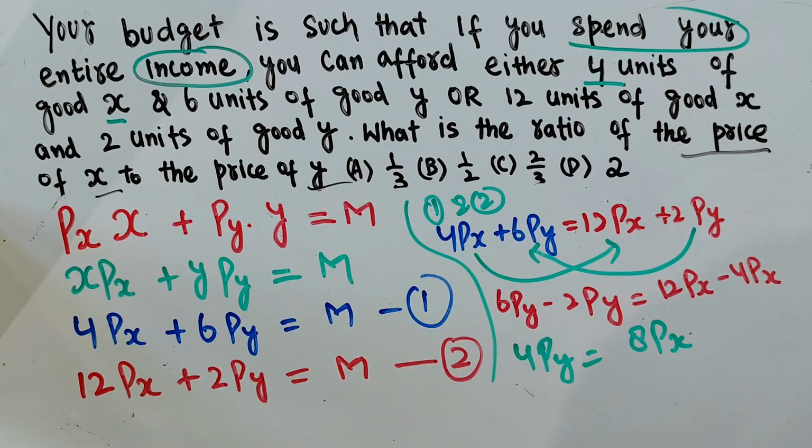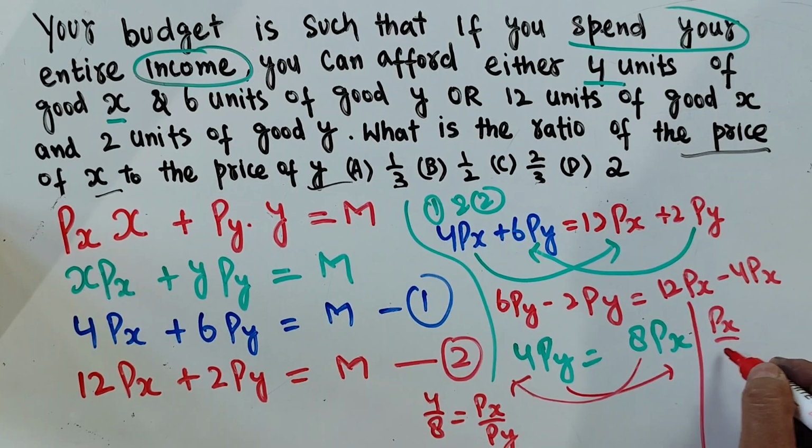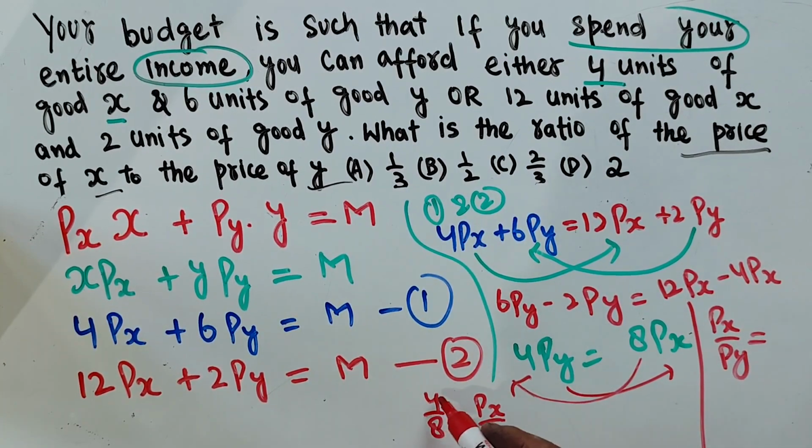Okay, so transposing this py here, it will get divided, and this 8 here, it will get divided, which implies that we will get 4 divided by 8 is equal to price of X upon price of Y. Which implies price of X upon price of Y will be equal to 4 ones are 4, 4 twos are 8, that is equal to 1 upon 2. That means the price ratio will be equal to 1 upon 2. I hope I make myself clear. Thank you.